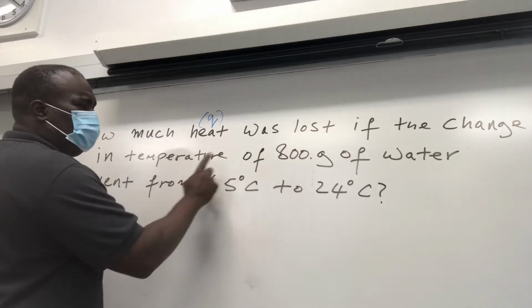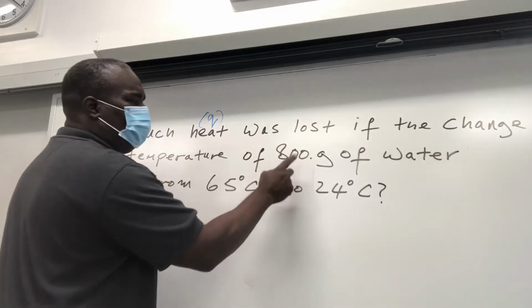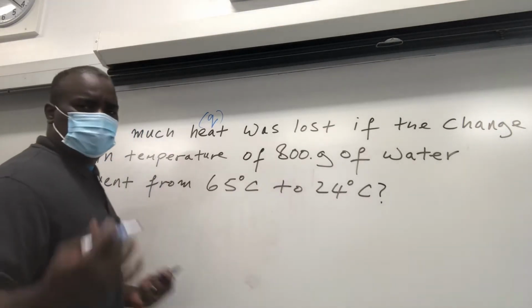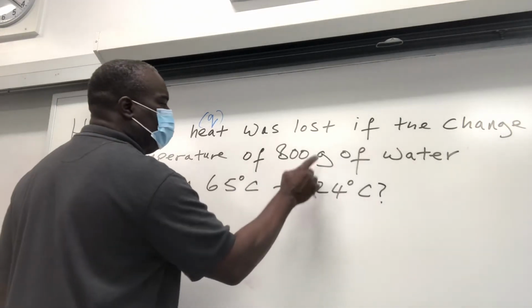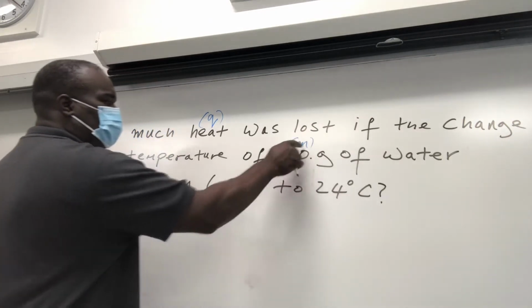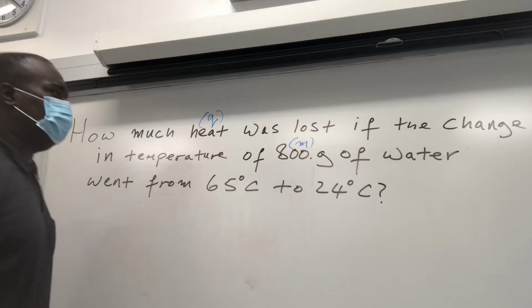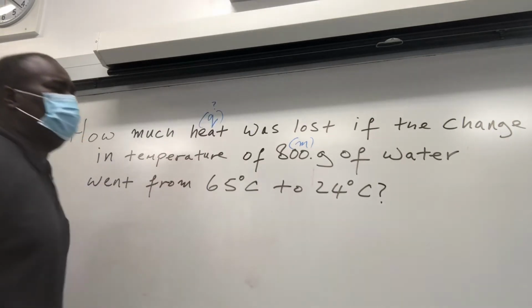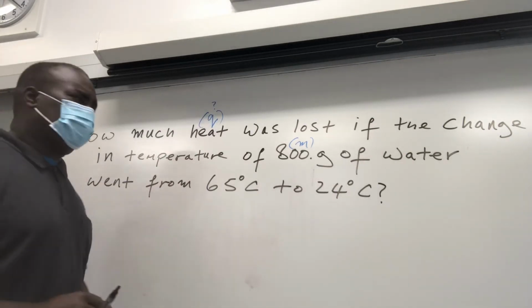Now it said a change in temperature of 800 grams of water. So we know from experience that variable is mass. That's our M right there. That's our mass. So 800 grams is our mass. We're looking for Q. We don't know what Q is. We continue reading.